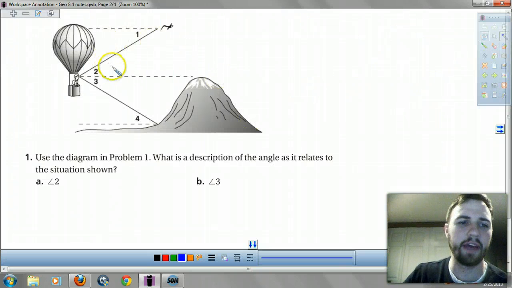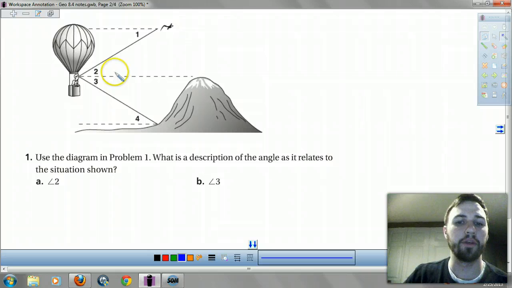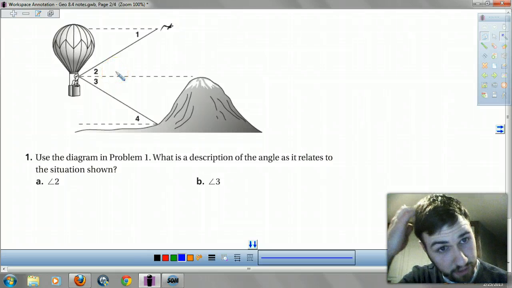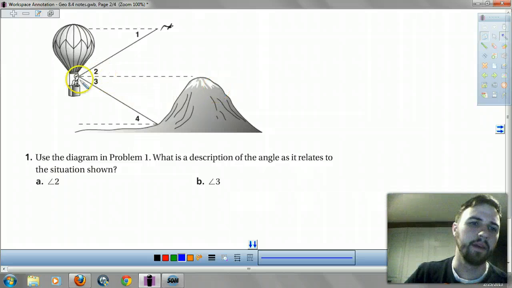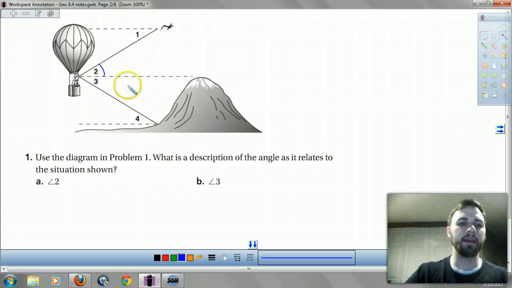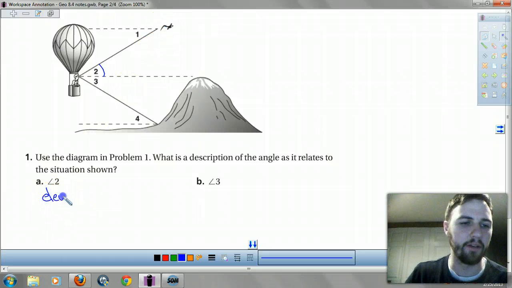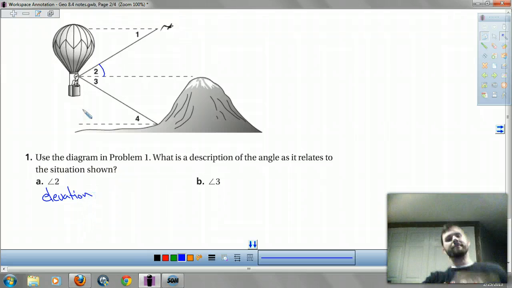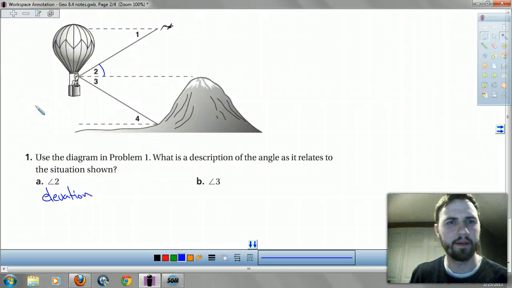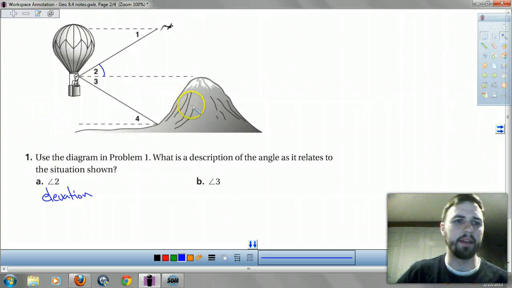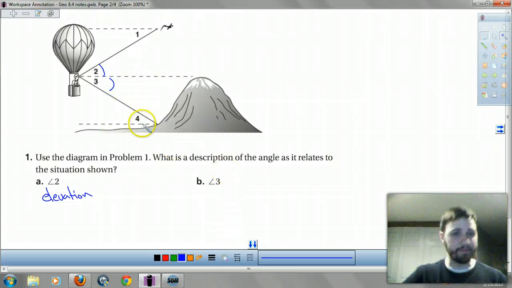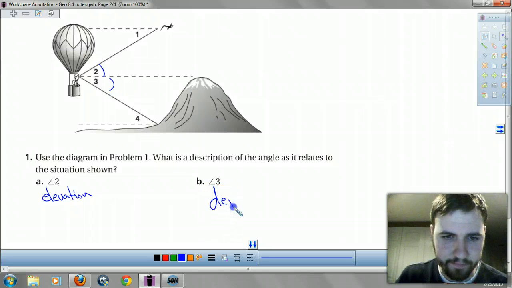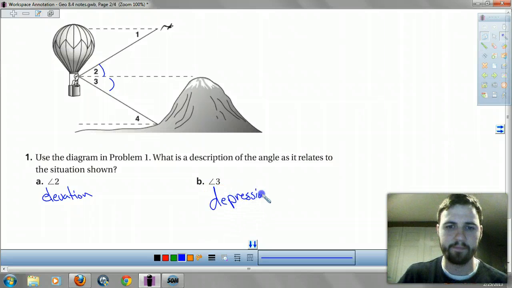Okay. Use the diagram in problem 1. What's the description of the angle as it relates to the situation shown? Angle 2. When we look at angle 2, this guy is looking up at a bird. So that would be an angle of elevation. He's looking up. Hey, there's a bird. I think it's a bird. Then angle 3, that's depression. He's like, hey, look, a mountain. He's looking down.